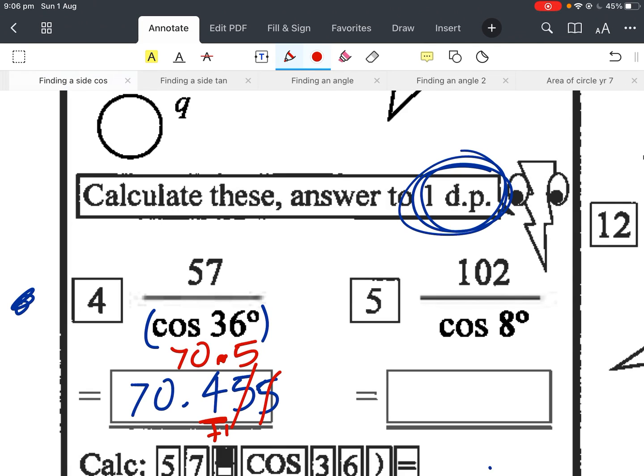Now if you didn't get 70.5, if you got something totally different, it might mean that your calculator is again not in degrees mode. Okay, so you need to press shift or second function and set up, and then find where it says deg. Okay, on my Casio it says I press 3 for deg, and that will give me the correct answer of 70.5.